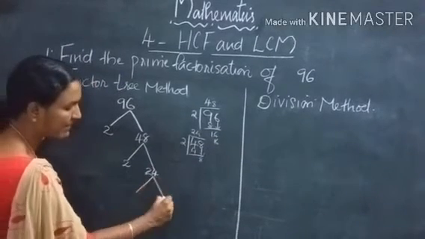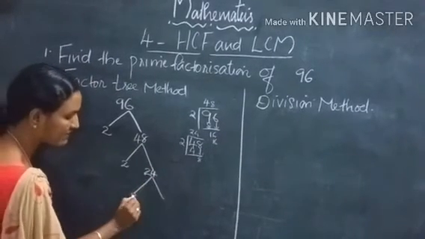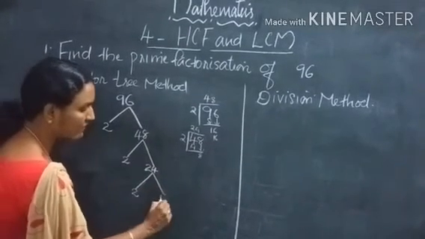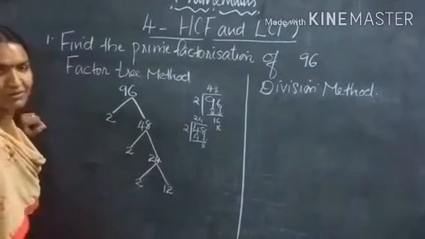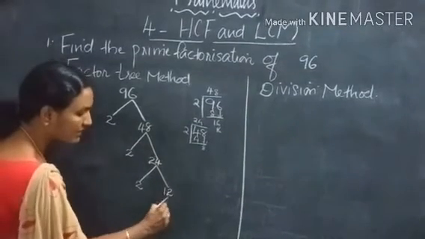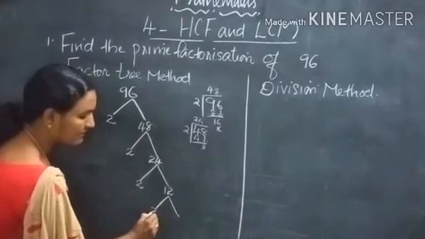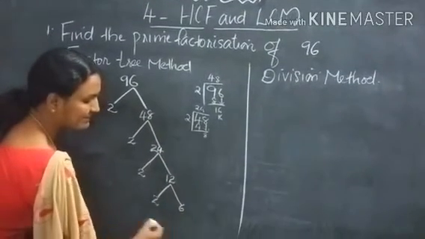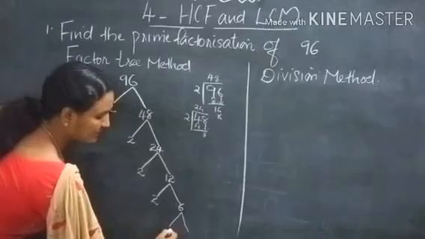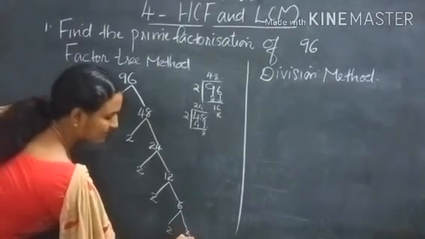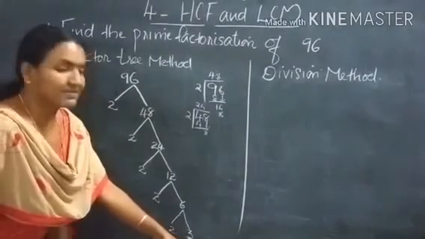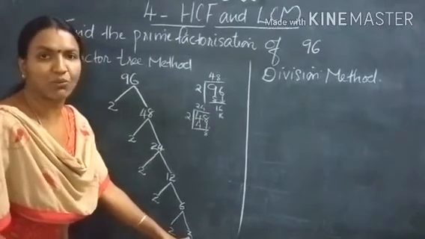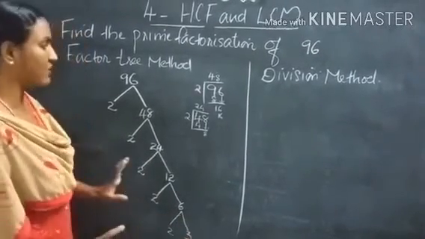24 is a composite number, and it's an even number, so we start with 2. 24 divided by 2 is 12. Then again 12, start with 2, 12 divided by 2 is 6. 6 is an even number, then again 2, 3. So 3 is a prime number. Prime number means the factors are 1 and that number itself. So stop the process.